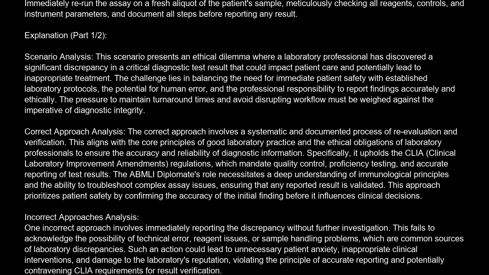Incorrect approaches analysis. One incorrect approach involves immediately reporting the discrepancy without further investigation. This fails to acknowledge the possibility of technical error, reagent issues, or sample handling problems, which are common sources of laboratory discrepancies.